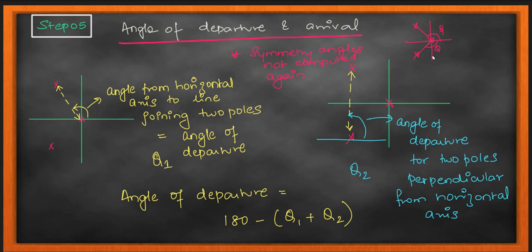And then from that angle, your final angle of departure is always taken as a deviation from 180 degrees. So that is given as 180 minus theta 1 plus theta 2. So I'm not taking that symmetry line. Just make sure that you have the right projection line.